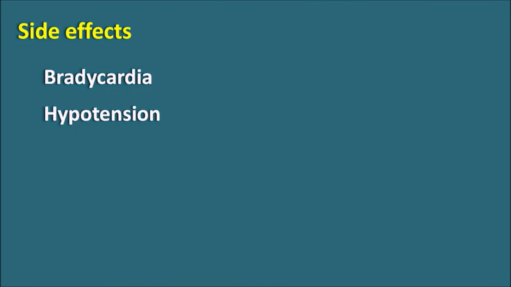Now let us see the side effects of the cholinergic agonists. These drugs can produce bradycardia, as we have already seen that these drugs can inhibit the heart, so they can decrease the rate of contraction and produce bradycardia. Similarly, by acting on the vascular smooth muscle through nitric oxide release, they can also produce hypotension. And diarrhea is another important side effect because they increase the GI motility, so they can produce some diarrhea.